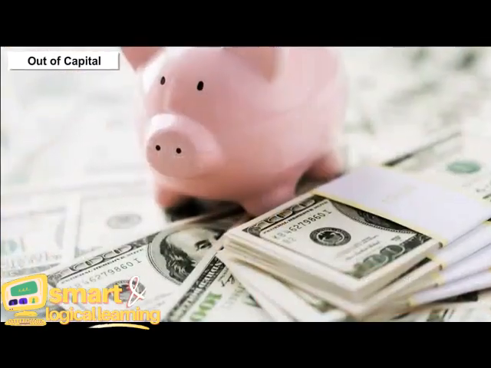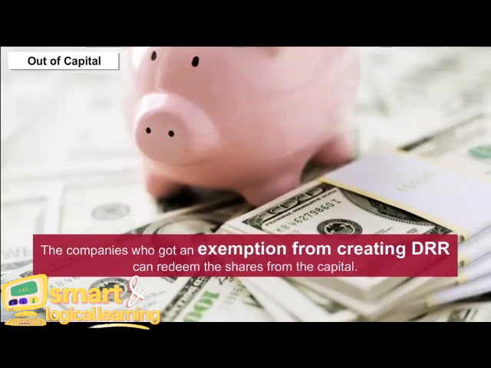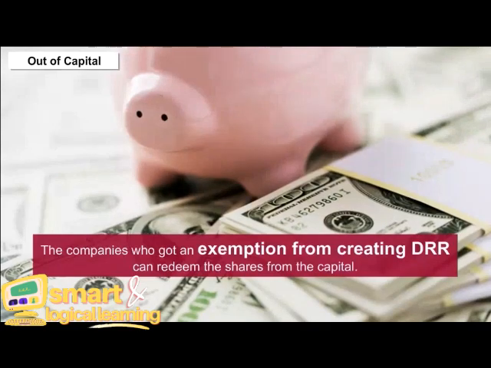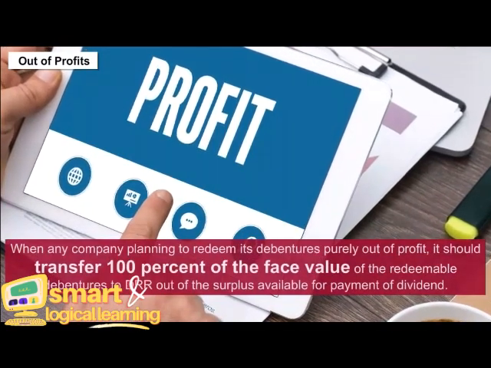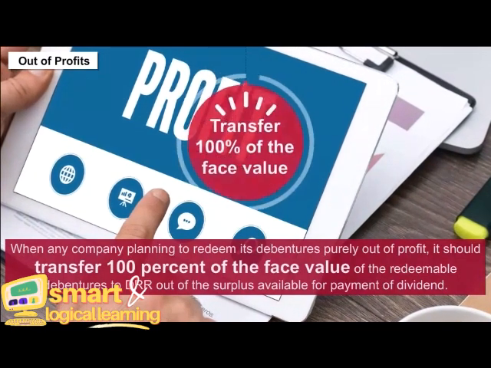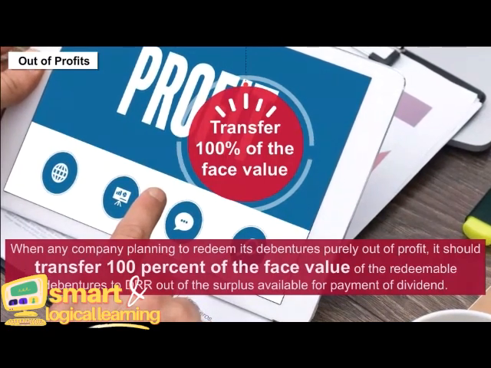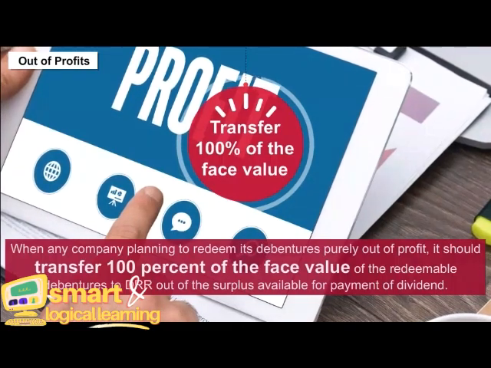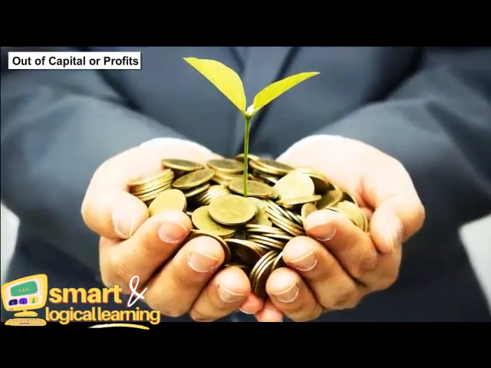Out of capital. The companies which got an exemption from creating DRR can redeem the debentures out of capital. Out of profits. When any company plans to redeem its debentures purely out of profit, it should transfer 100% of the face value of the redeemable debentures to DRR out of the surplus available for payment of dividend, out of capital or profits.